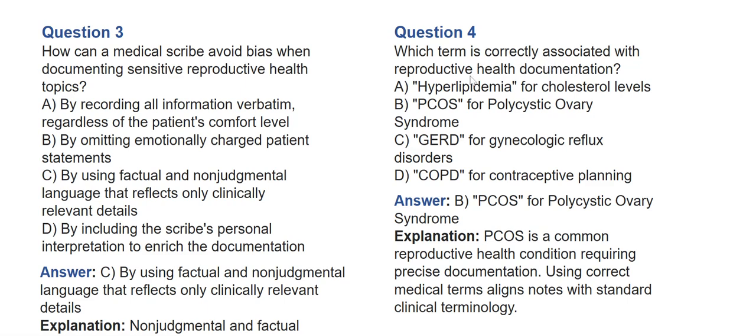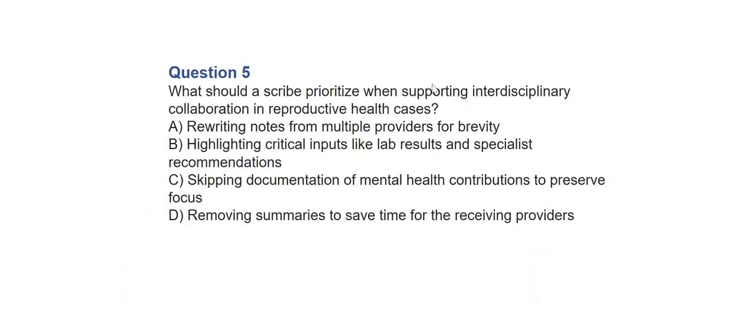The term that is correctly associated with reproductive health documentation is B, PCOS, polycystic ovary syndrome, as PCOS is a common reproductive health condition requiring precise documentation using correct medical terms and aligning notes with standard clinical terminology. Question 5. What should a scribe prioritize when supporting interdisciplinary collaboration in reproductive health cases? A. Rewriting notes from multiple providers for brevity. B. Highlighting critical inputs like lab results and specialist recommendations. C. Skipping documentation of mental health contributions to preserve focus. Or D. Removing summaries to save time for receiving providers.